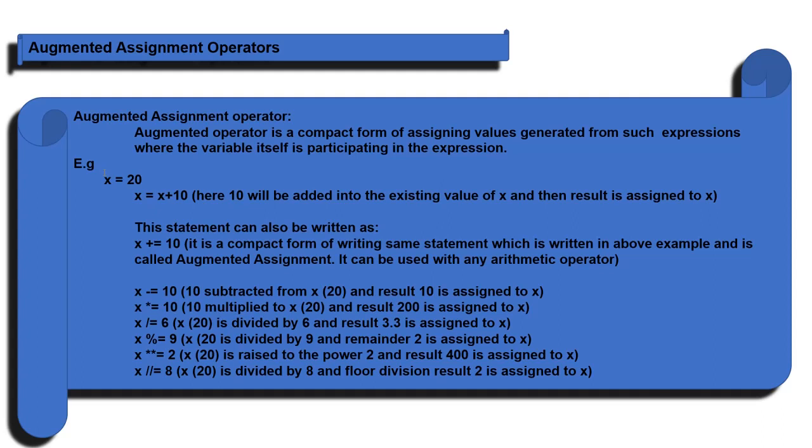x modulo equal to 9. The existing value of x, that is 20, is divided by 9 and the remainder 2 is assigned to x. x asterisk asterisk equal to 2. So 20 will be raised to the power of 2 and result 400 is assigned to x. x oblique oblique equal to 8, that is floor division. So 20 is divided by 8 and the floor division result, that is 2, will be assigned back to x.